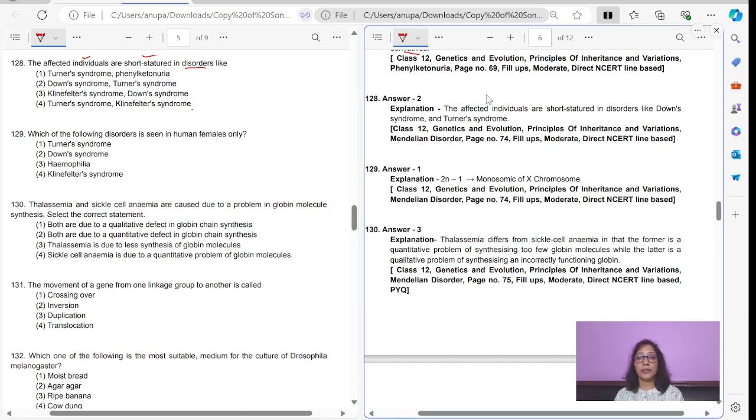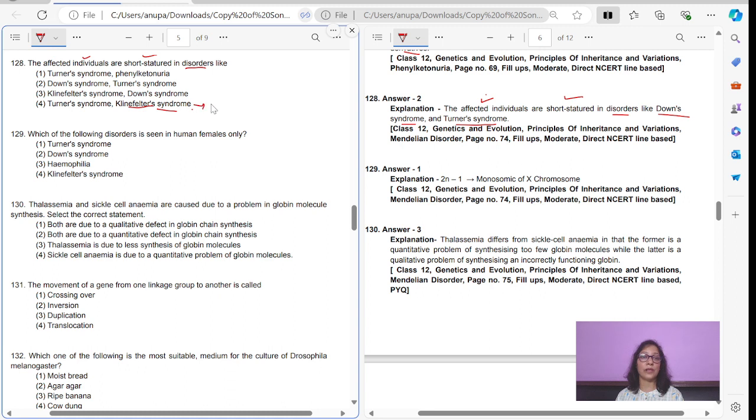So we know that individuals are affected and short-statured in disorders like Down syndrome and Turner syndrome. The individuals affected by Klinefelter syndrome are masculine, perfectly developed. So the answer will be the option which has Down syndrome and Turner syndrome. Let's see the options. The first option is Turner syndrome, phenylketonuria. It is not right. Second option is Down syndrome and Turner syndrome. So option 2 is the correct answer.